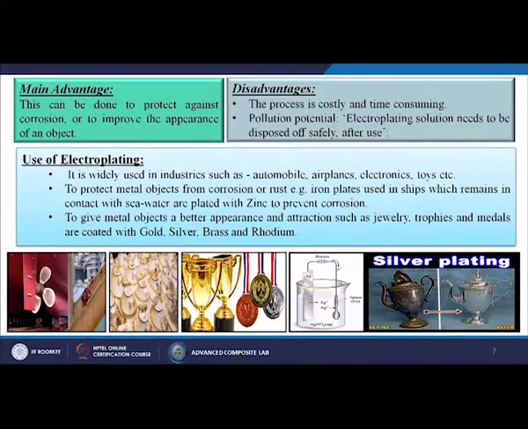To give metal objects a better appearance and attraction, such as jewelry, mementos, gifts, trophies, medals are coated with gold, silver, brass and rhodium by these particular techniques. So, here we are doing the silver plating onto the cups or the mementos. This is the before picture and this is the after picture. We are doing it for jewelry, medals, mementos and so on.